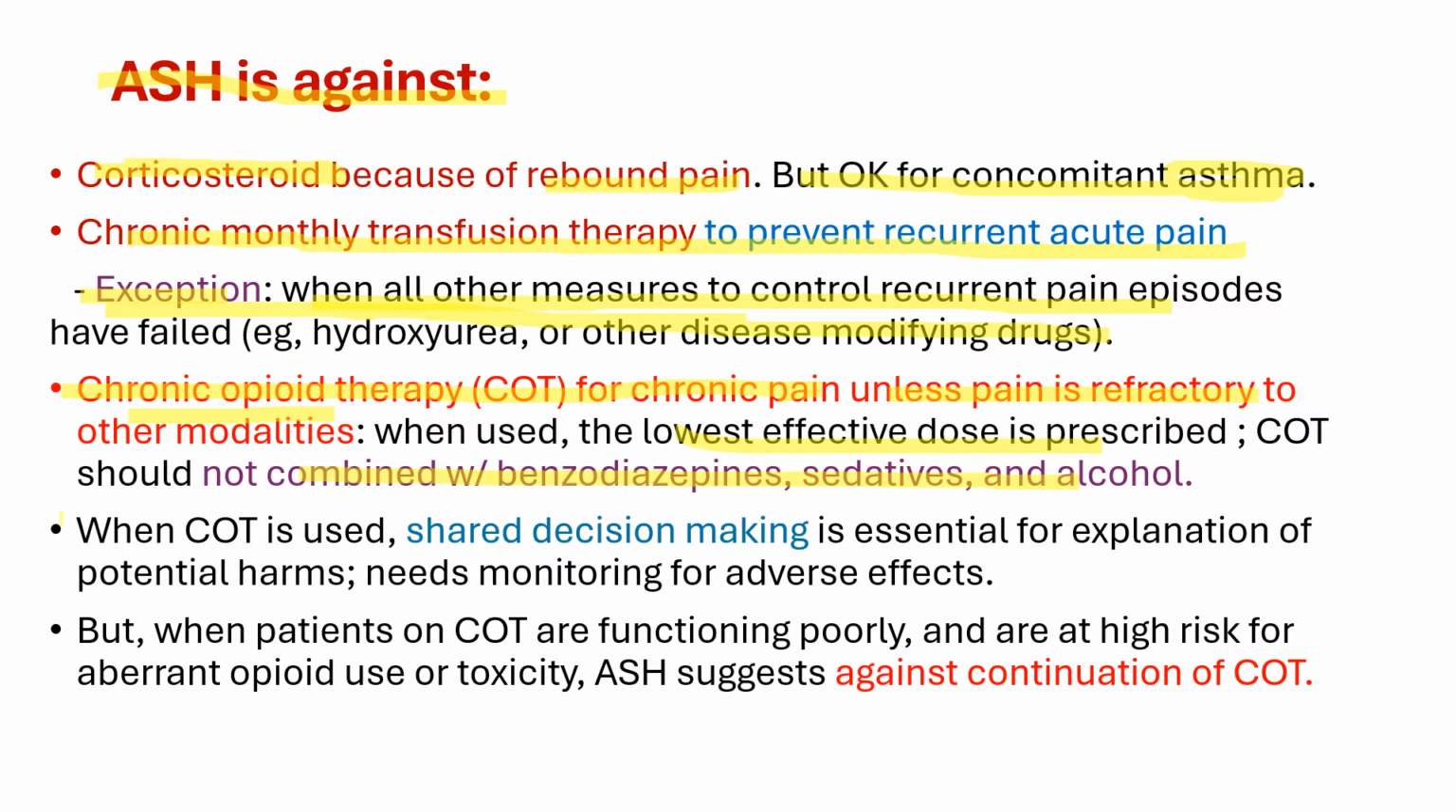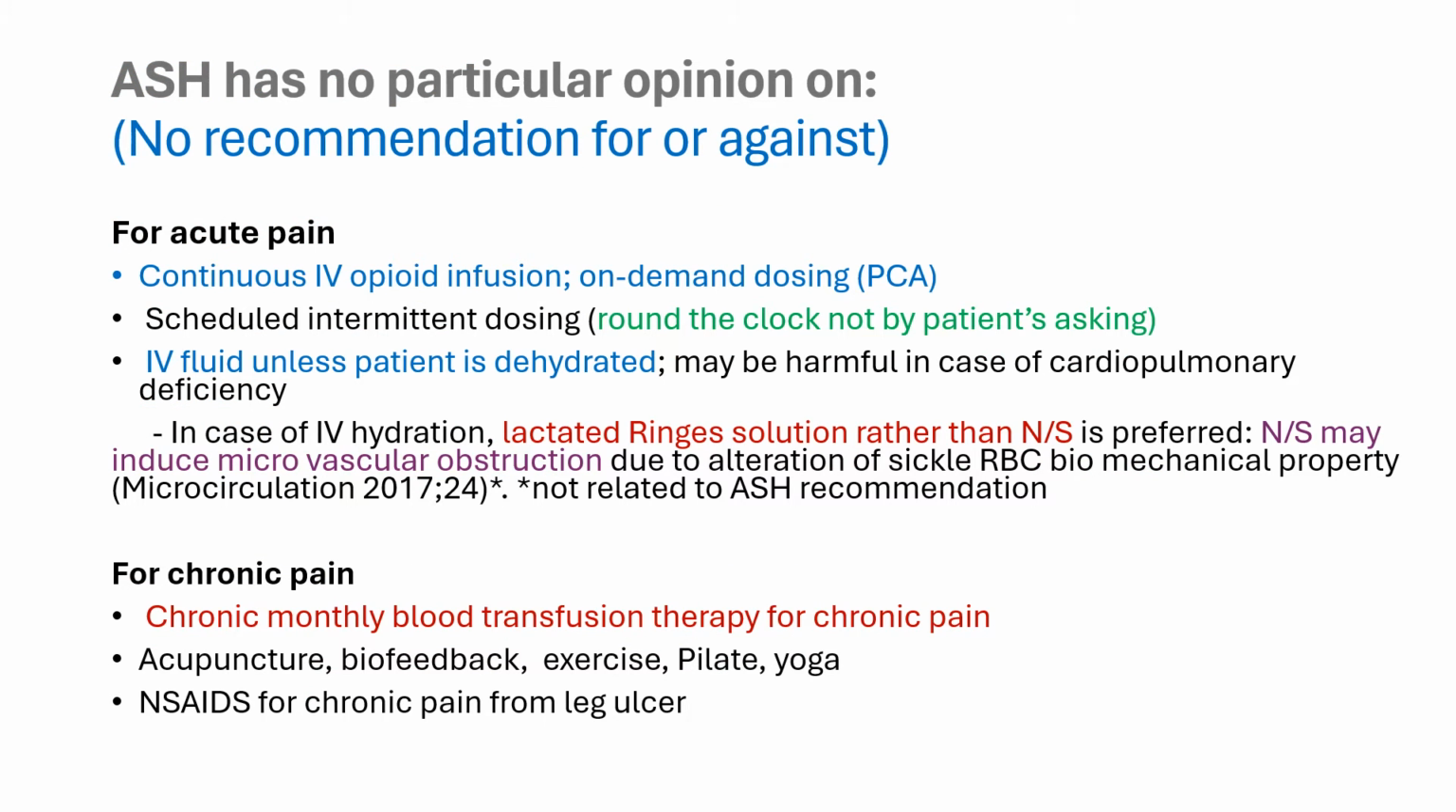When chronic opioid therapy is used, shared decision-making is essential, and explain the potential harms and the need for monitoring for adverse effects. But when patients on chronic opioid therapy are functioning poorly and are at high risk of aberrant opioid use or toxicity, then the American Society of Hematology suggests against the continuation of chronic opioid therapy. And the American Society of Hematology has no particular opinion, which means no recommendation for or against.